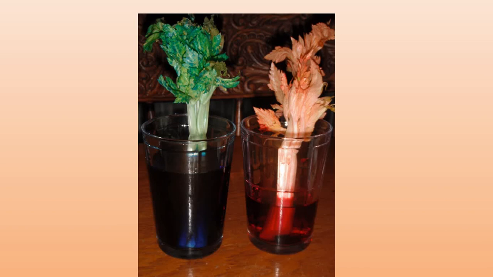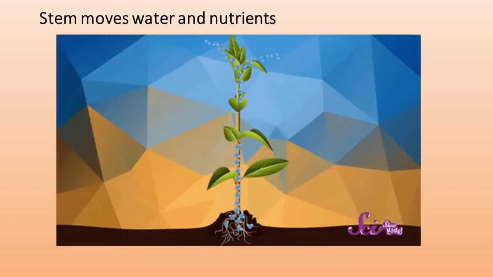So, what do you conclude from this inquiry activity, grade 1? What do you think? When we put the plant in a food coloring, the color of the leaves changed to the same color of the food coloring. Yes, grade 1, the stem moves water and nutrients to the leaves. In this picture, we can see how the stem moves water and nutrients to the leaves.